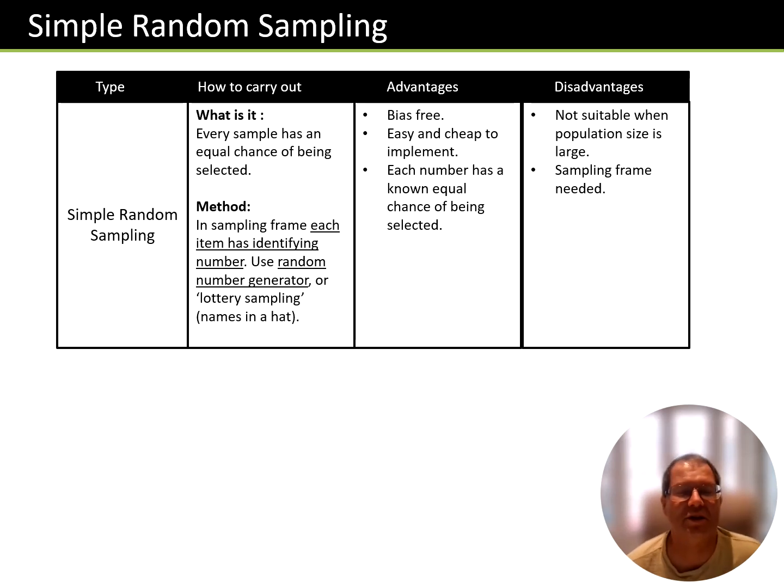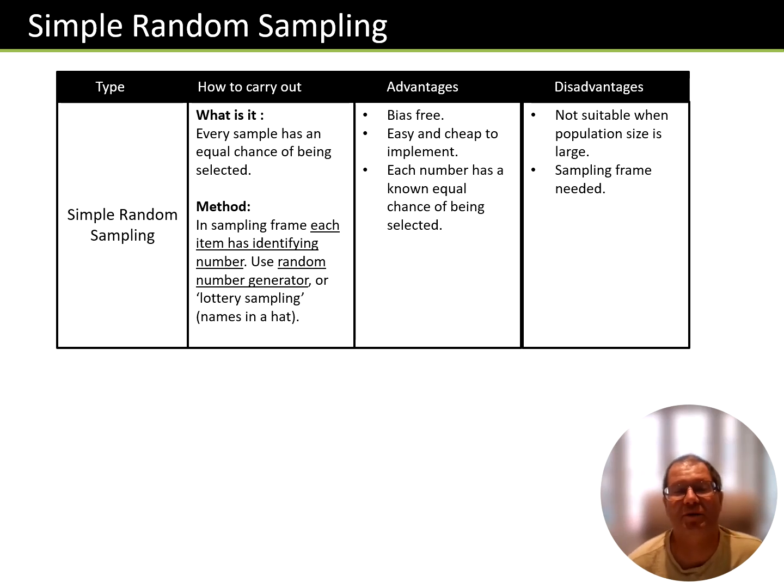So what is simple random sampling? Well, by definition, every sample has an equal chance of being selected, or every sampling unit has an equal chance of being selected. And for the methods, there are 2 standard methods. In the sampling frame, you have each item with an identifying number. So that might be on a spreadsheet, for example. And then you can use a random number generator if you want to use some technology, or you can simply put all the names in a hat and pull them out one at a time.